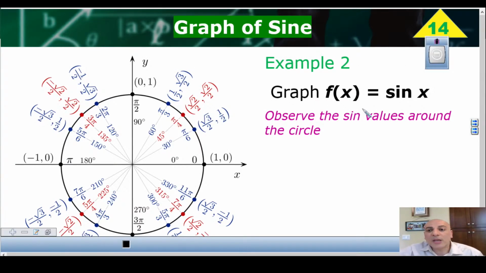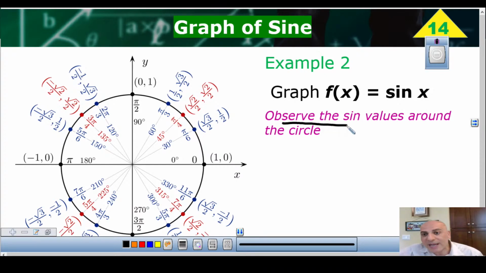We need to observe the sine. So we're going to look at every sine and observe that. For example, down here, this is x and this is y. Does anybody remember what y is? Is the y the sine or the cosine? In the chat or in the comments, is the y sine or is it the cosine? Thank you. It is the sine. The y is the sine.